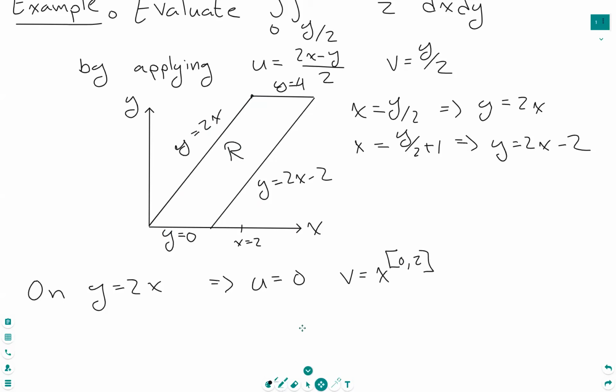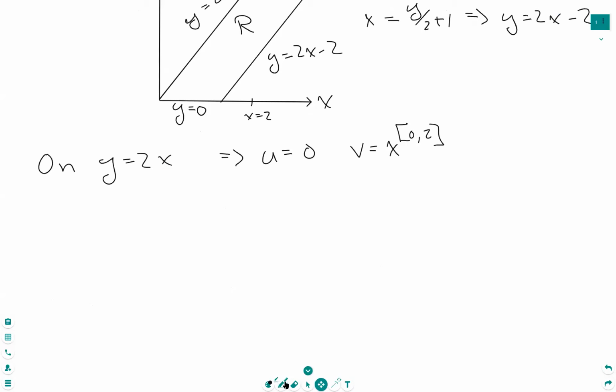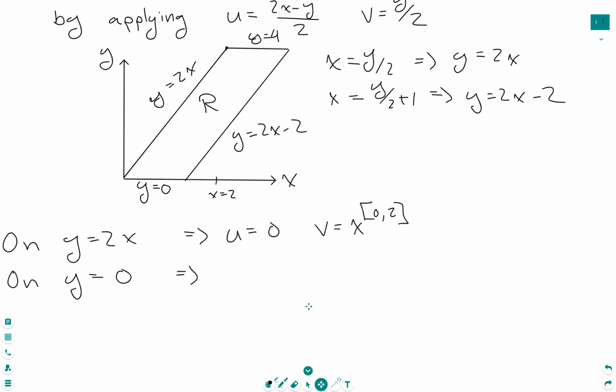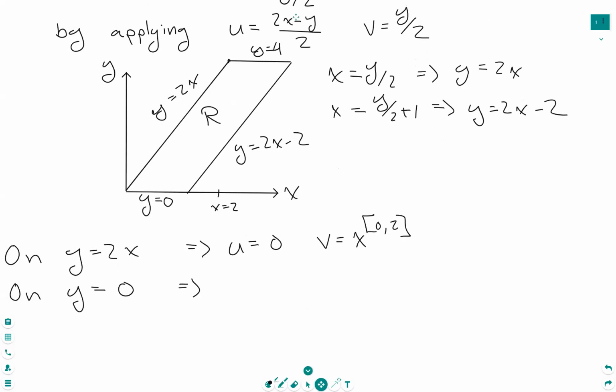We're going to do this procedure a few different ways, and you can do whatever feels more comfortable. On this next segment, on the segment y equals 0, I'm going to plug y equals 0 into my uv expressions. So if I plug it into u, I get that u is equal to x.